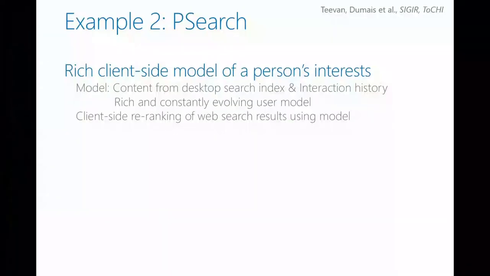I'm going to switch to personalized search. So this, as I mentioned earlier, is a much richer model of a person's interest. It was based on previous interaction history across a variety of services and apps. And the model resided on the client. A query was sent to a web service. More than 10 results were returned. And we did all the re-ranking on the client.